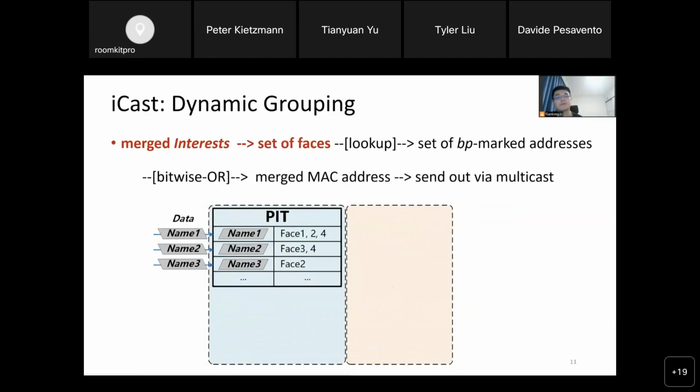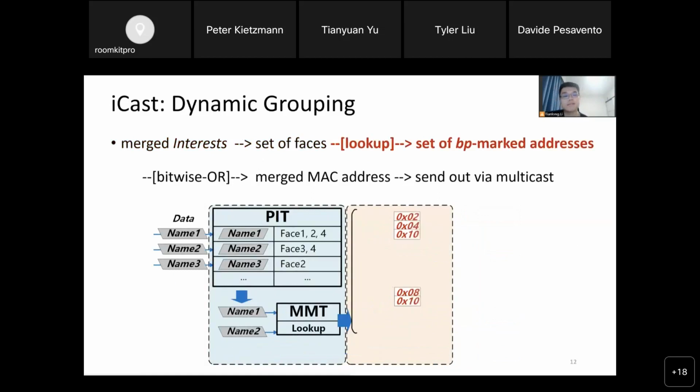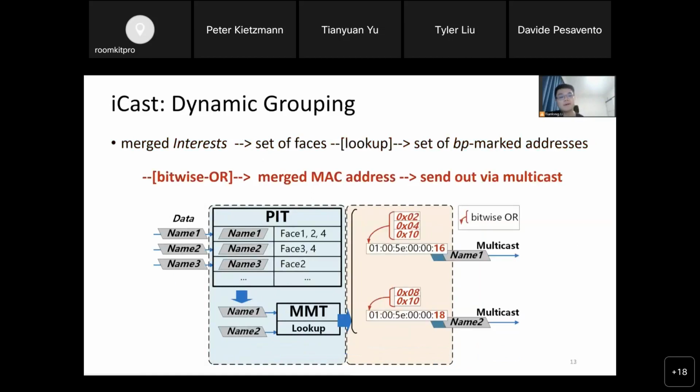First, when the access point retrieves data and the corresponding bit entry has a set flag, which means the data needs to be forwarded via multicast. Then, the access point finds the bit positions of those end nodes from the MAC mapping table. After that, the access point just needs to execute bitwise OR operations with those bit position marked MAC addresses to generate the group MAC address.